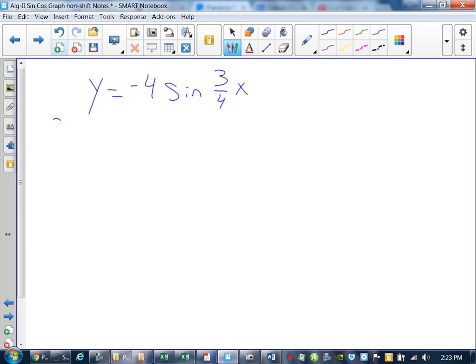All right. What's your A value? -4. Therefore, what's your amplitude? If your A value is -4, your amplitude is 4. Our B value is 3/4, and our period then will be 2 pi divided by 3/4, or 2 pi times 4 over 3, which is 8 pi over 3. Good. Okay. So far, so good?